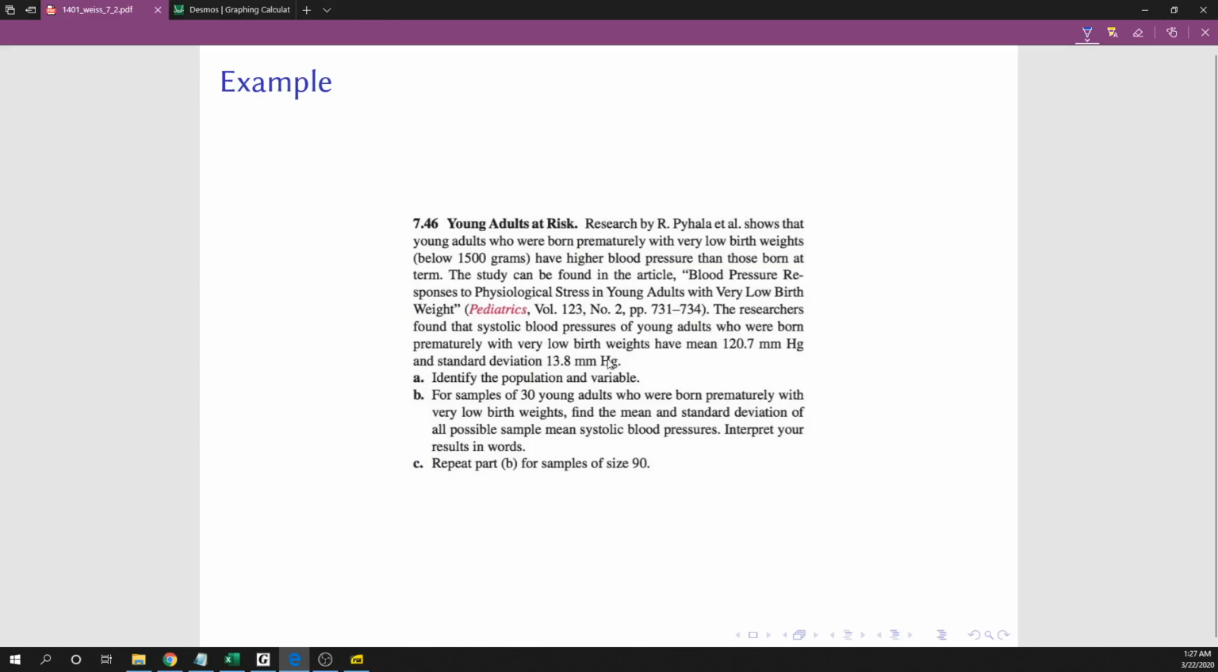For part B, for samples of 30 young adults who were born prematurely with very low birth weights, find the mean and standard deviation of all possible sample mean systolic blood pressures. So the original variable X, the population, has a mean of 120.7 and a population standard deviation of 13.8.